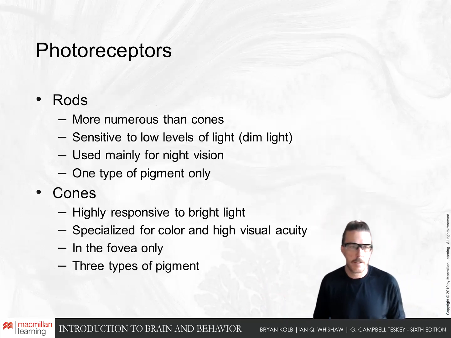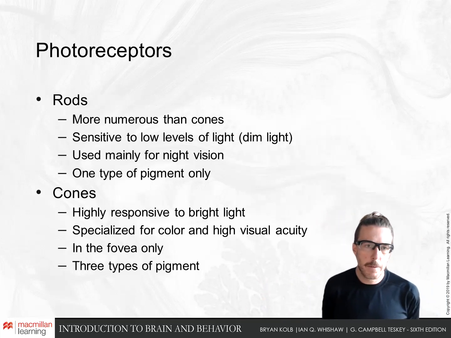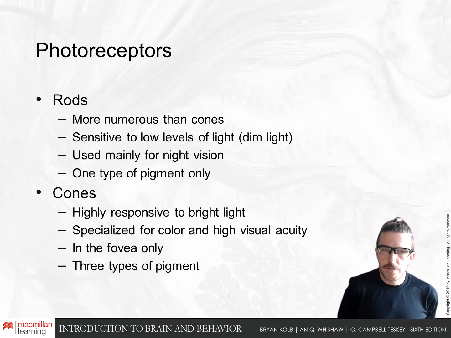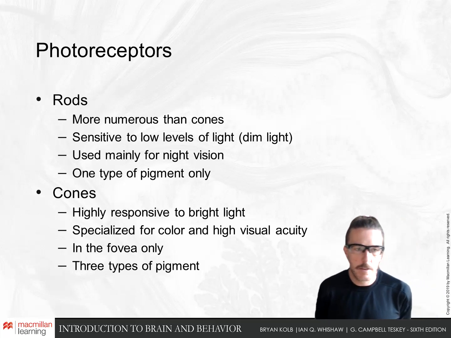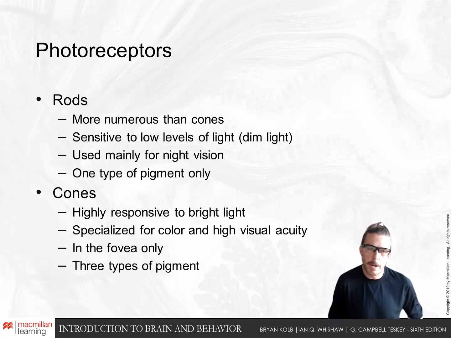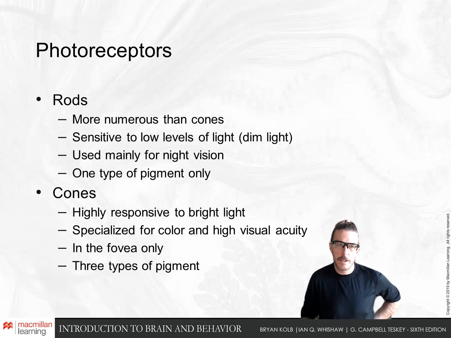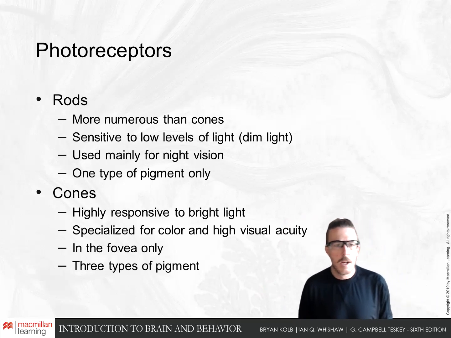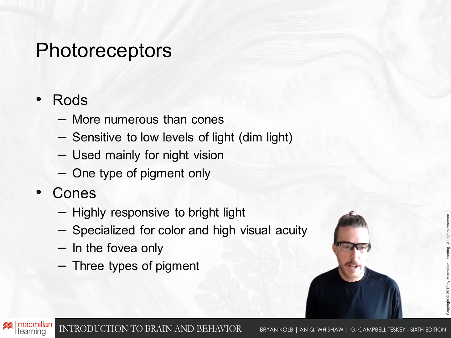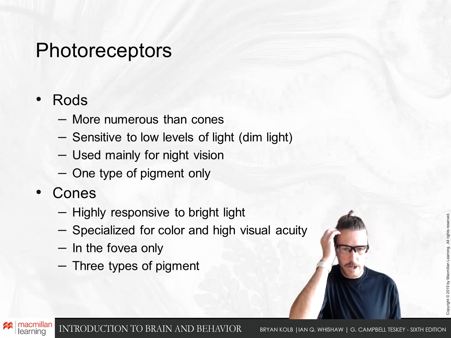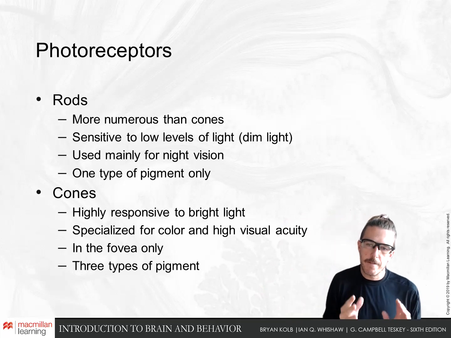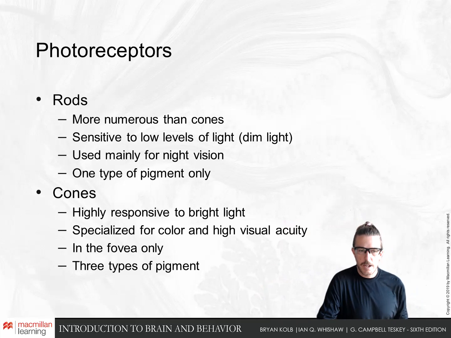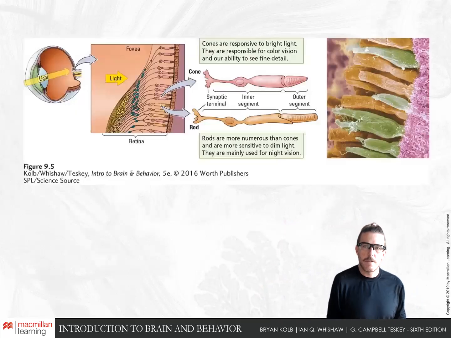The photoreceptor cells are rods and cones. Rods are more plentiful. They're sensitive to low levels of light at night, and they're used mainly for night vision because of this. And they only have one type of retinal pigment. That is, all rods are similar and all respond to the same distribution of wavelengths. Cones, however, are more responsive to bright light. And they're specialized for color vision and high acuity because of their dense packing and because of their three different types of pigments. They're present mostly in the fovea, and as we'll see, they have these three different types.